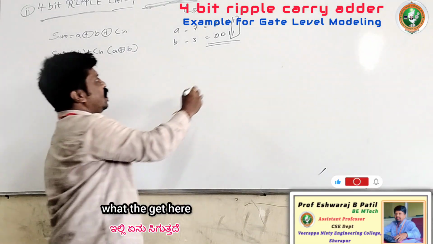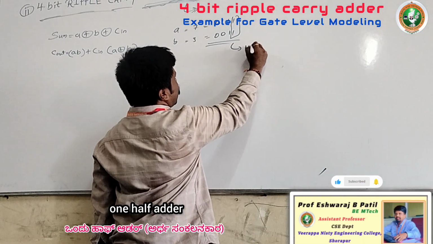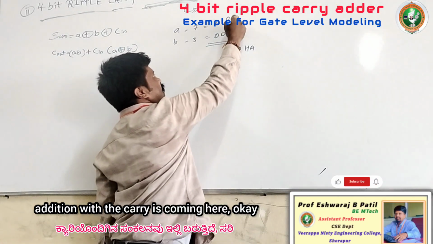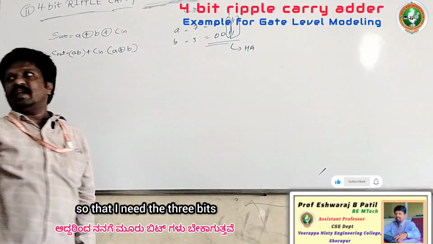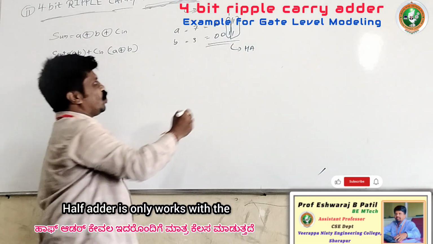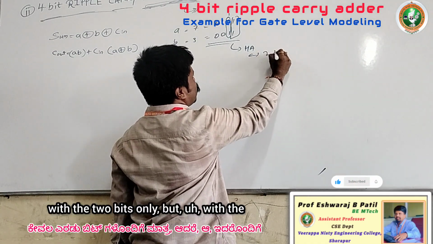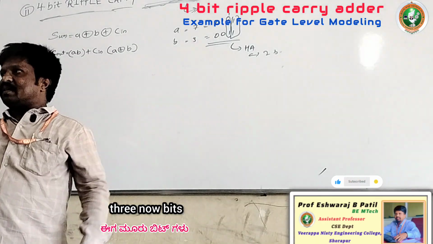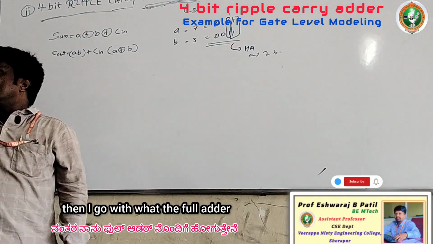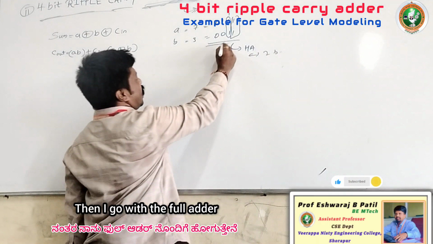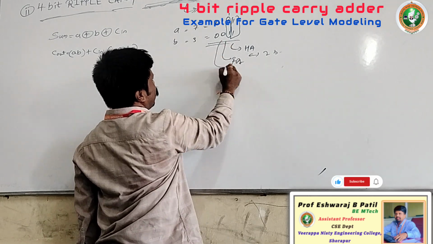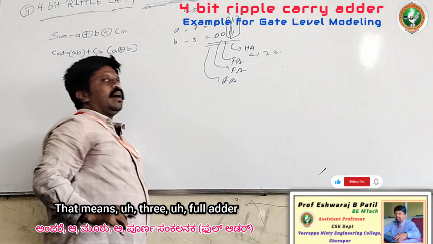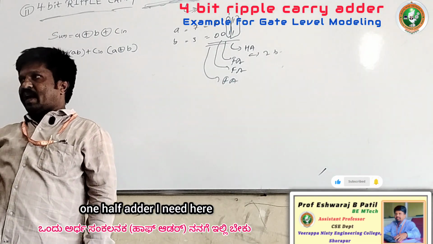First I need 1 half adder here. Then I go with the second bit addition, with the carry coming in, so that I need 3 bits. A half adder only works with 2 bits, but if you want to add 3 bits, with the carry also, then I go with the full adder. One more full adder I need here. That means 3 full adders and 1 half adder I need here.